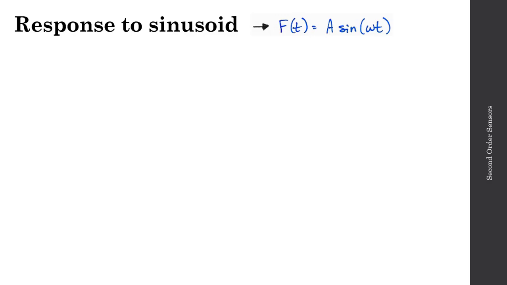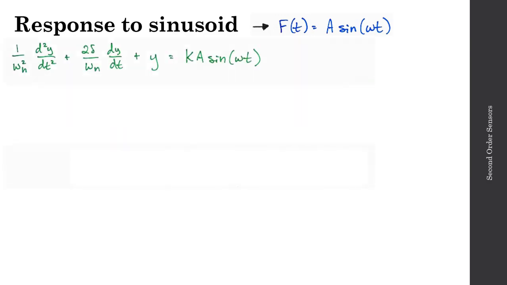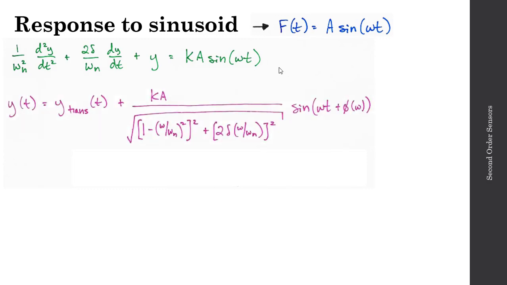As a result, then, I can write the governing second-order differential equation like the following. And you'll notice here I have my coefficients, 1 over omega n squared, and the other coefficient, 2 times zeta over omega n. And I also have my static sensitivity, k, times f of t, which is A times sine of omega t. And once again, our time response, y of t, will have two components, a transient component as well as a steady state component.